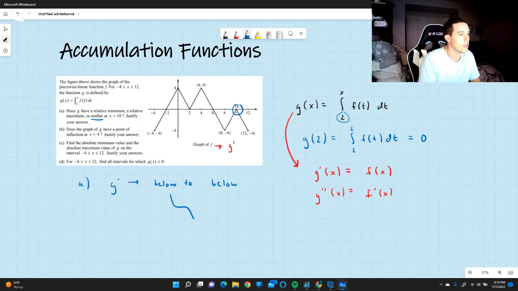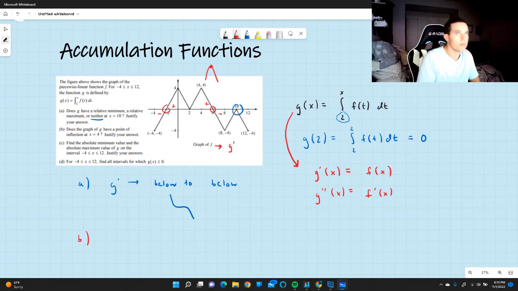Pretty common question. So a more interesting question would be, is there a relative min or a relative max at 6? Well, look, the derivative graph, the derivative of g, otherwise known as f, goes from positive to negative. So if the derivative graph goes from positive to negative, that means the original went from increasing to decreasing, and that's where you'd have a max. You'd have a min here at -2 because the derivative went from negative to positive. That means the original function went from decreasing to increasing. So pretty typical question they like to ask.